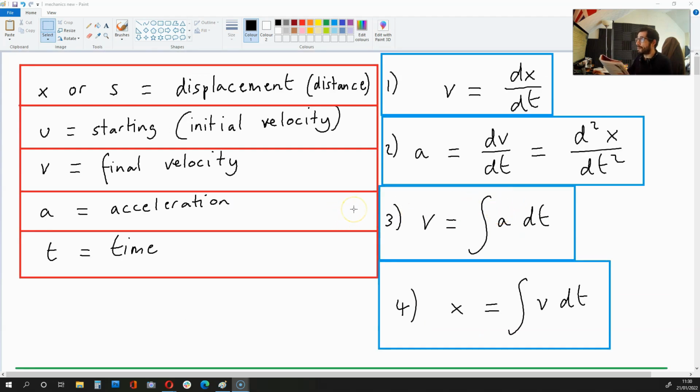So in my previous video, you can find the link to it below this video, I show you how to get these equations over here. And with those equations, we are going to be getting these formulas over here.